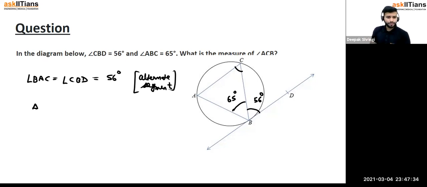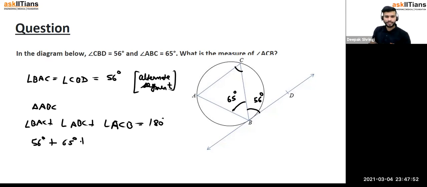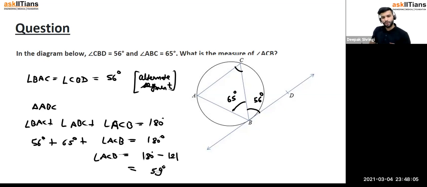Now, if I talk about triangle ABC, in triangle ABC, guys, angle BAC plus angle ABC plus angle ACB, their sum has to be 180 degrees. Already, I have 56 degrees for this. ABC we have 65 degrees, and then angle ACB, and that sum is 180 degrees, right? So we get that ACB will be equal to 180 minus 121, and that would be equal to what? 59. So the answer is 59, right? Clear? Easy question. Got it?